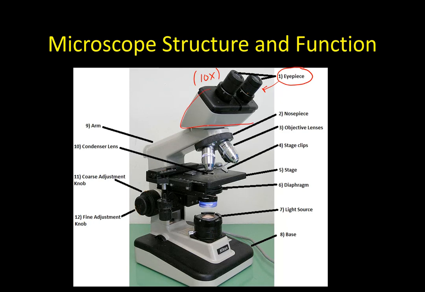Down here is the body of the scope, okay? Then this is going to be the arm. Again, think of an elbow. You can't really mistake that for anything else because it looks like an elbow, okay? Now, if you look here, this is the stage, and this is where you are going to put your slide. So the stage actually has a stage clip right here. And that basically just holds your slide in place so that it doesn't shift around on you.